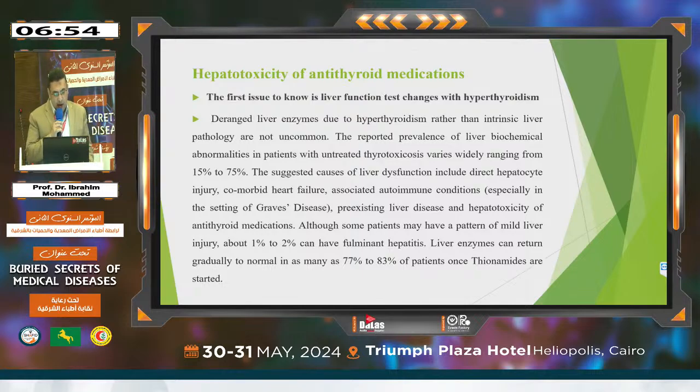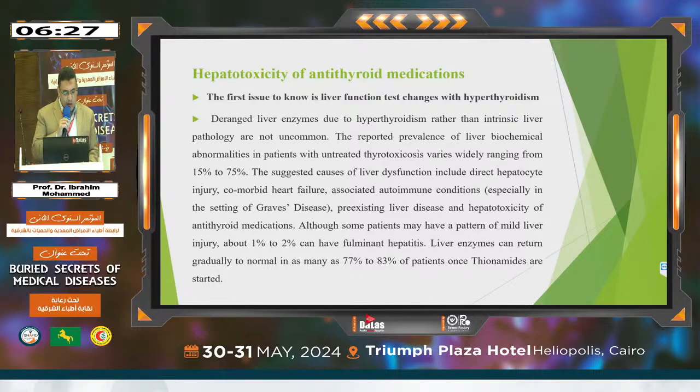Hepatotoxicity of antithyroid medications. The first issue to know is that liver function tests change with hyperthyroidism. Deranged liver enzymes due to hyperthyroidism rather than intrinsic liver pathology are not uncommon. The reported prevalence of liver biochemical abnormalities in patients with untreated thyrotoxicosis varies widely, ranging from 15 to 75%.